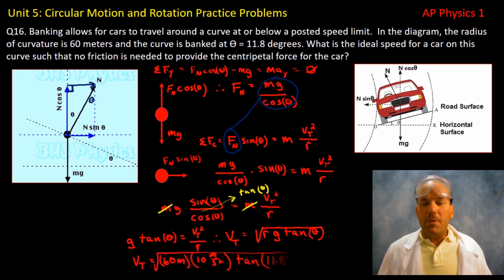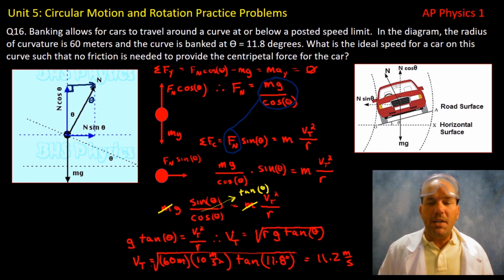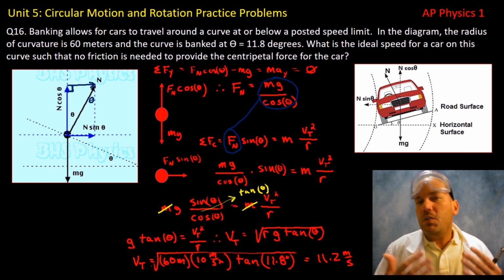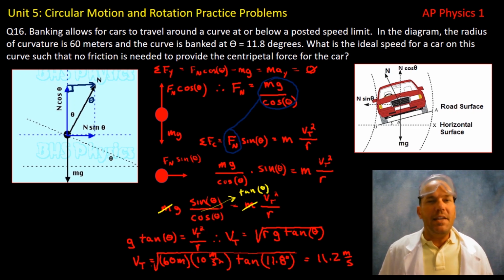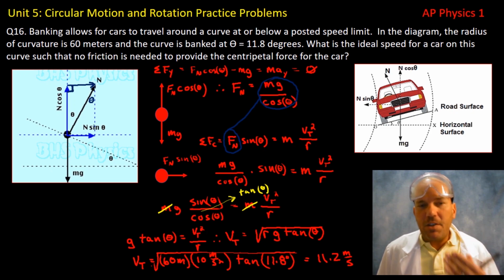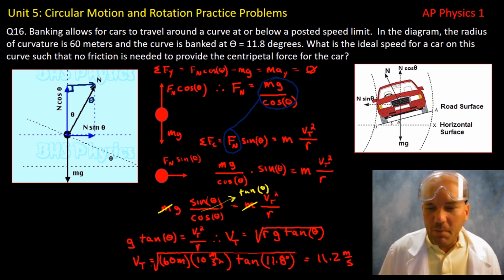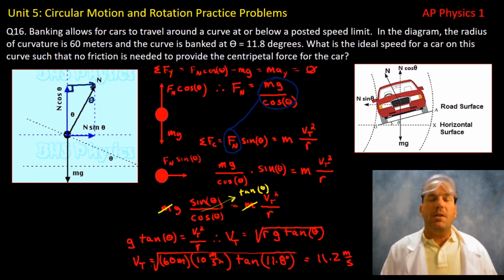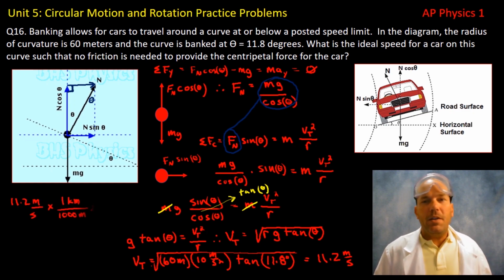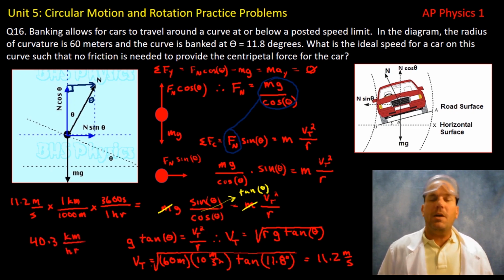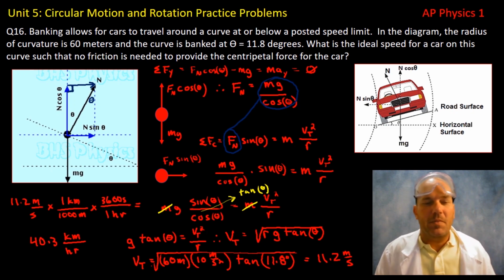Finally, we can take our numbers and put them in and solve for the speed to be 11.2 meters per second. That is the ideal speed, and this vehicle could make this turn in a frictionless environment. So the question really says, what is the posted speed limit? Probably not 11.2 meters per second. So converting that into kilometers per hour, we would post about 40 kilometers per hour would be the speed that you would want to hit this curve at to be able to make it around the curvature.